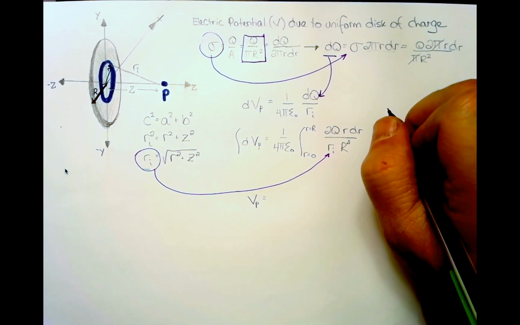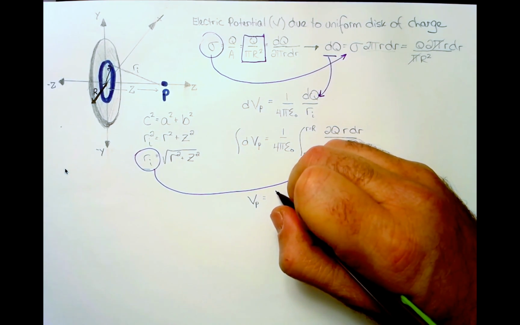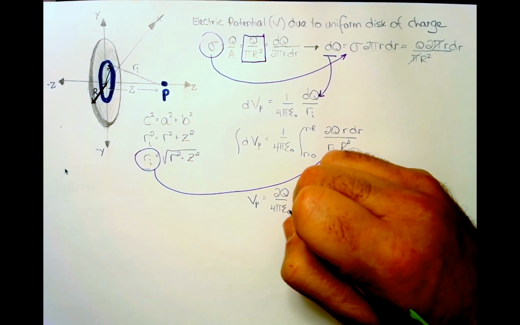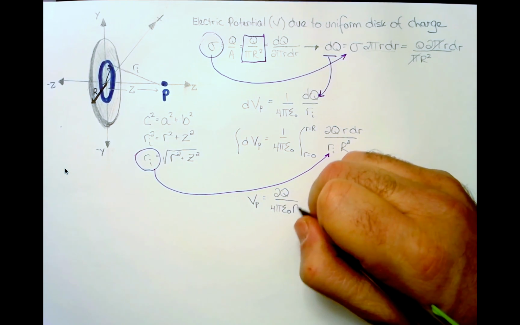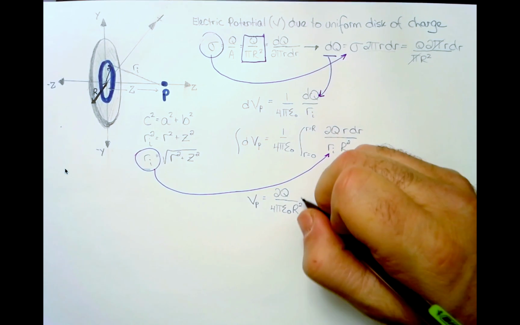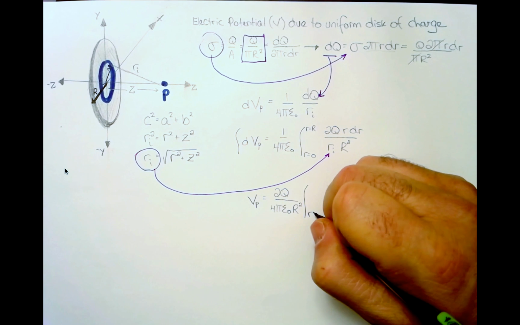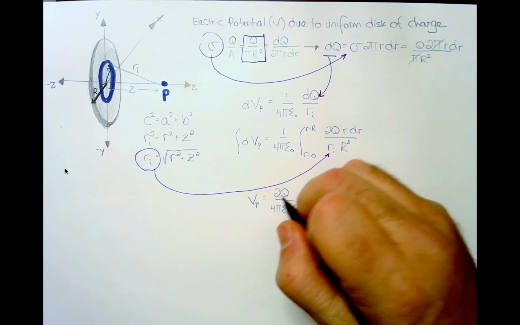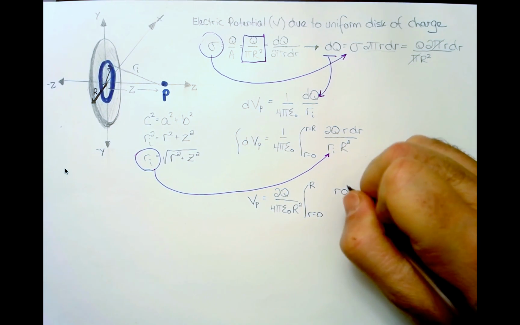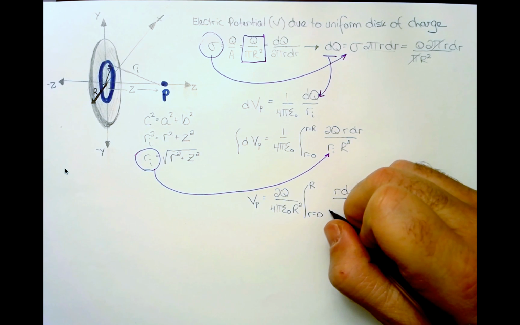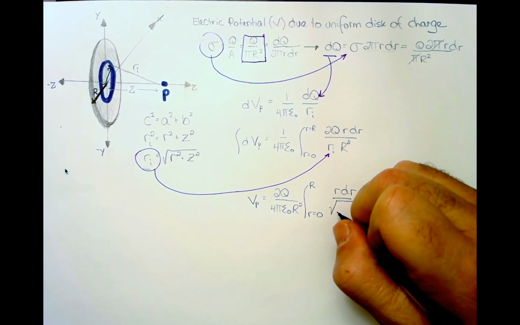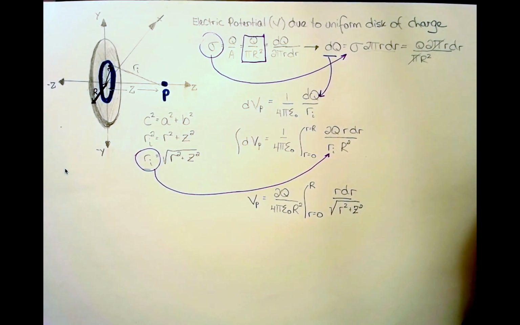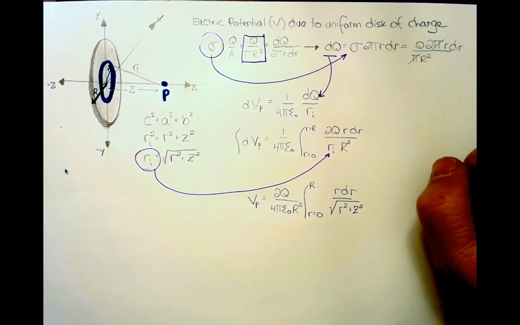I do want to pull out some constants here in the numerator. 2 is a constant, and so is Q. And it's going to be over 4 pi epsilon naught. I also want to pull out capital R squared out of the denominator here. That's a constant. And I'm going to be taking the integral between r equals 0 and capital R. And then I'm left with, in the numerator, r dr, and in the denominator, the square root of r squared plus z squared. So I'm in good shape here.